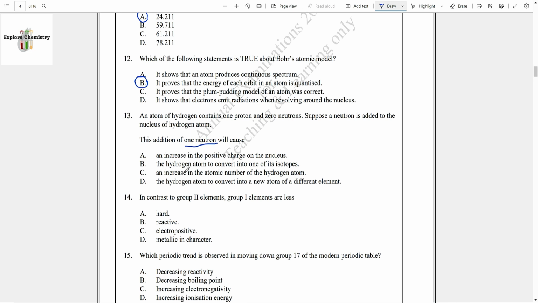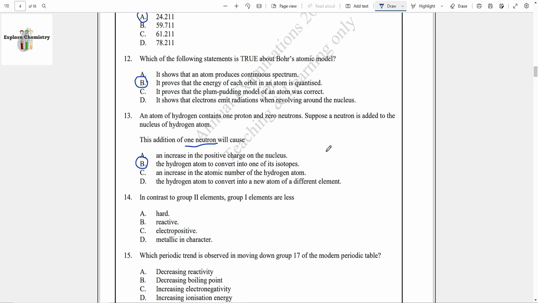B says the hydrogen atom converts into one of its isotopes. This will be the correct answer. C is an increase in the atomic number. Atomic number is changed by changing the number of protons. The hydrogen atom converts into a new atom. If the proton number changes, the hydrogen atom will convert into a new atom, but we are changing neutrons, so it will only increase the mass, or it will convert into one of the isotopes of hydrogen.